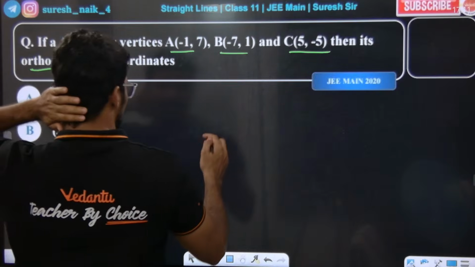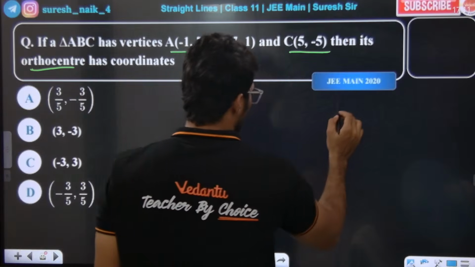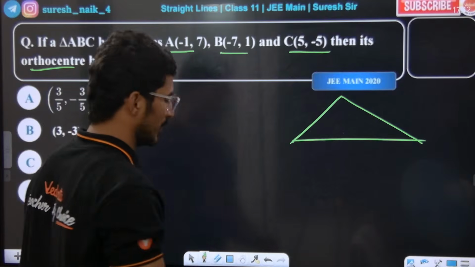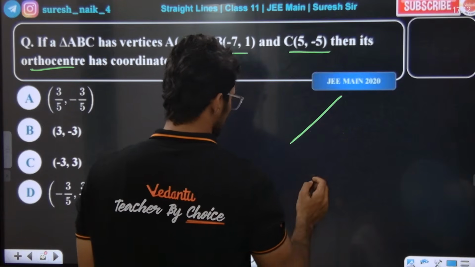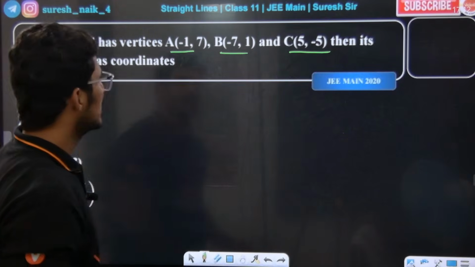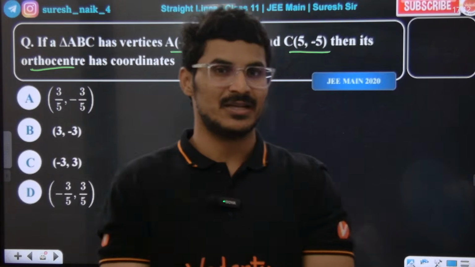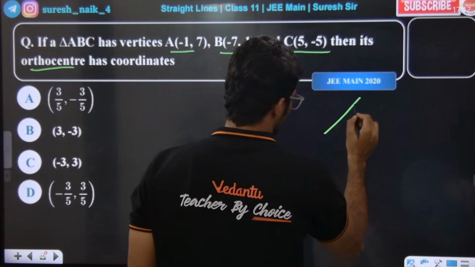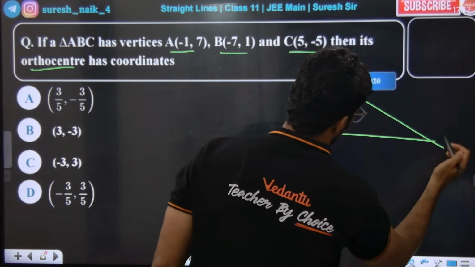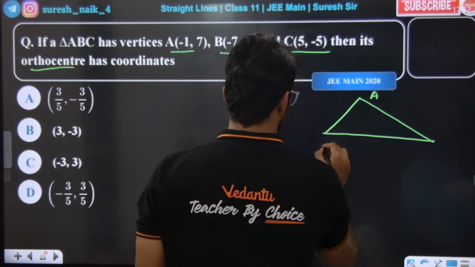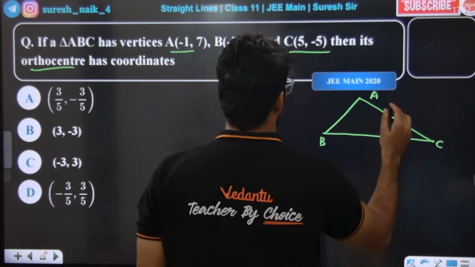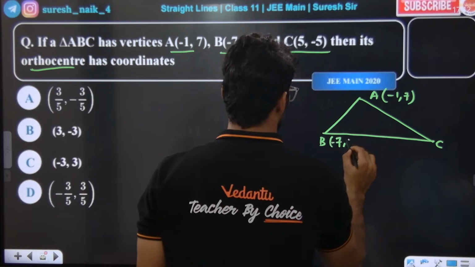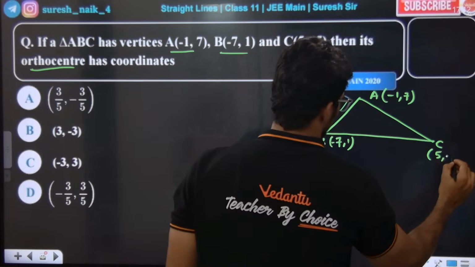Okay, what do I need to do now? We need to find the point of intersection of altitudes. Sir, firstly I'll do one thing. What did Suresh sir say? First check the nature of the triangle. Okay, let us check the nature of the triangle. A, B, this C: minus 1 comma 7, minus 7 comma 1, and 5 comma minus 5.